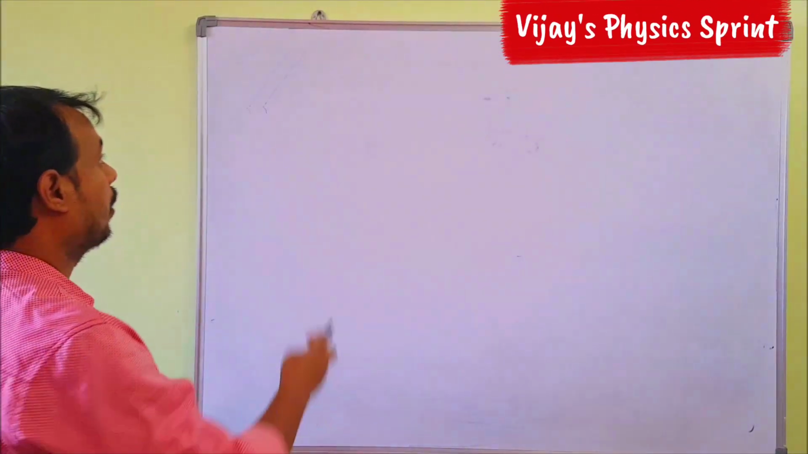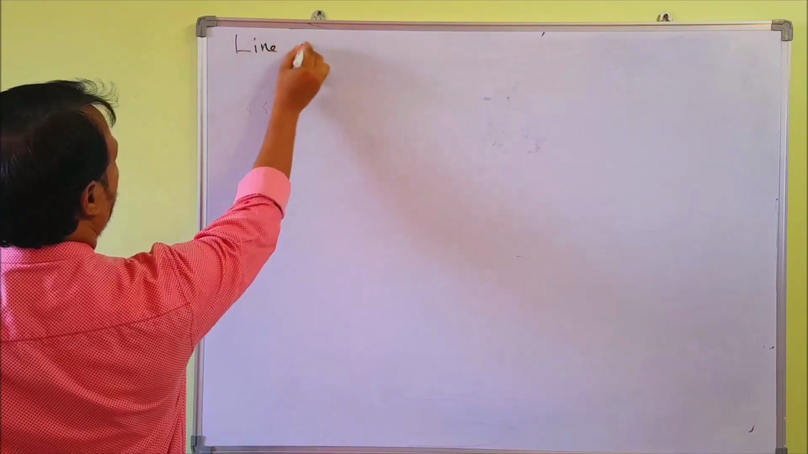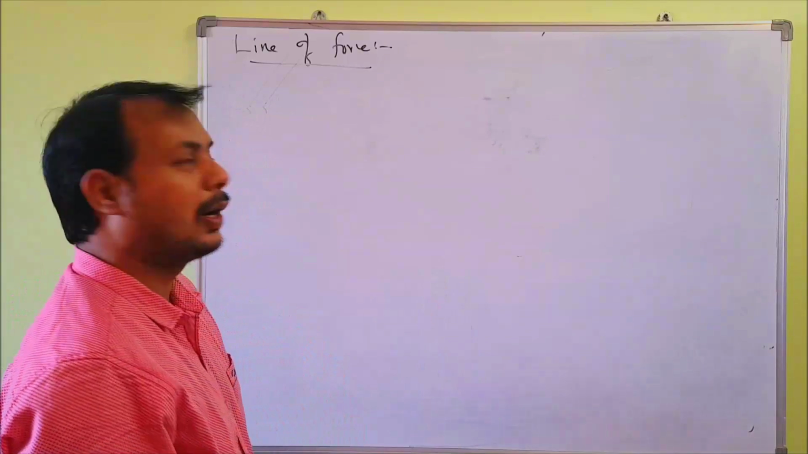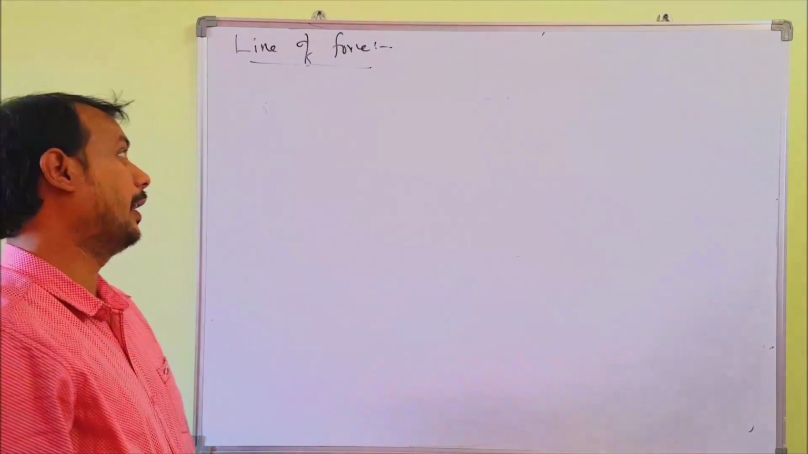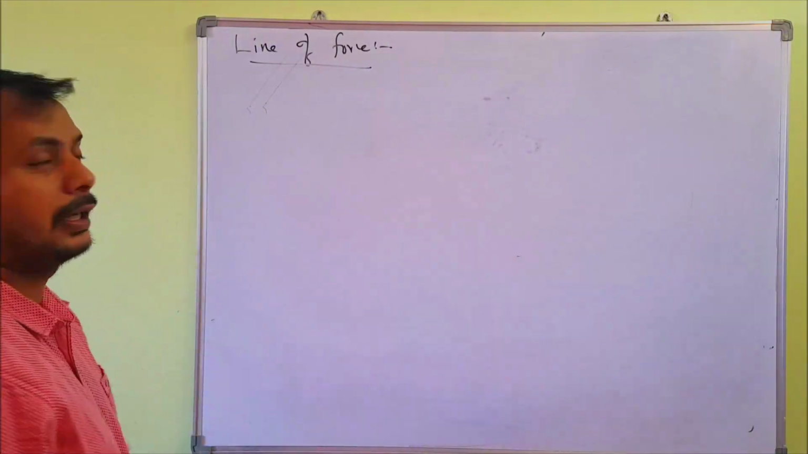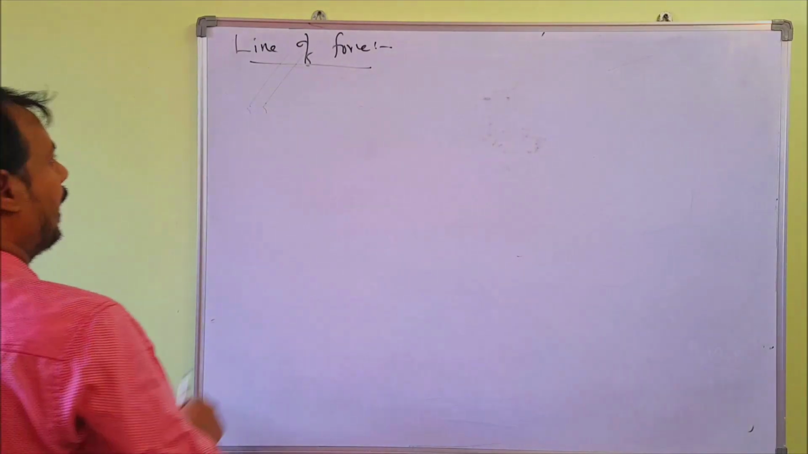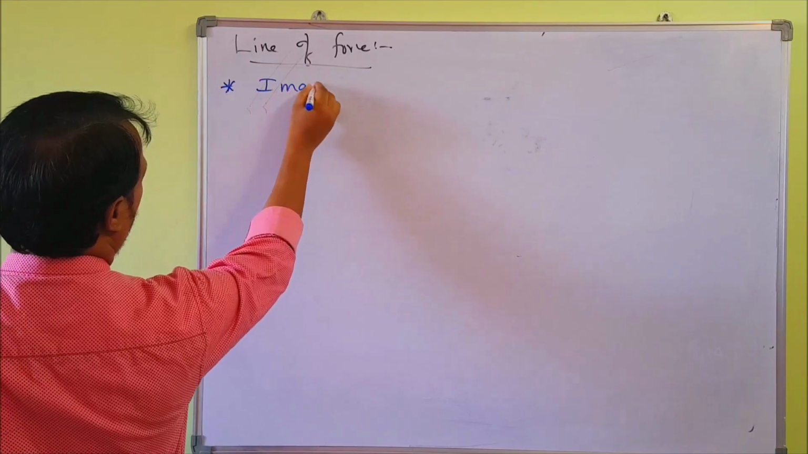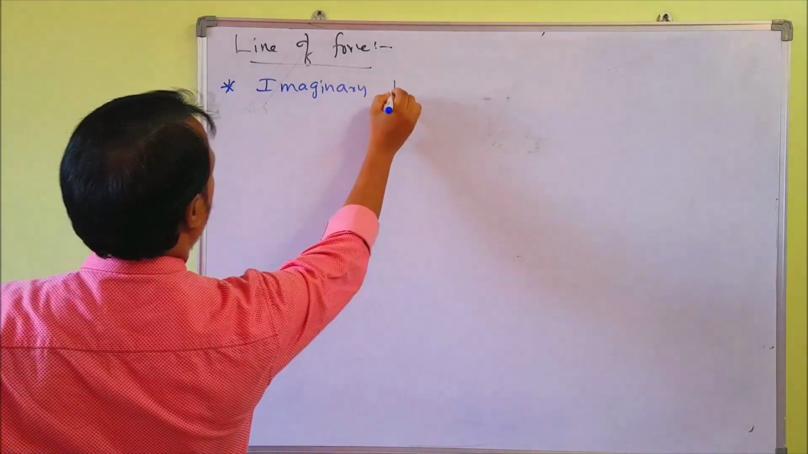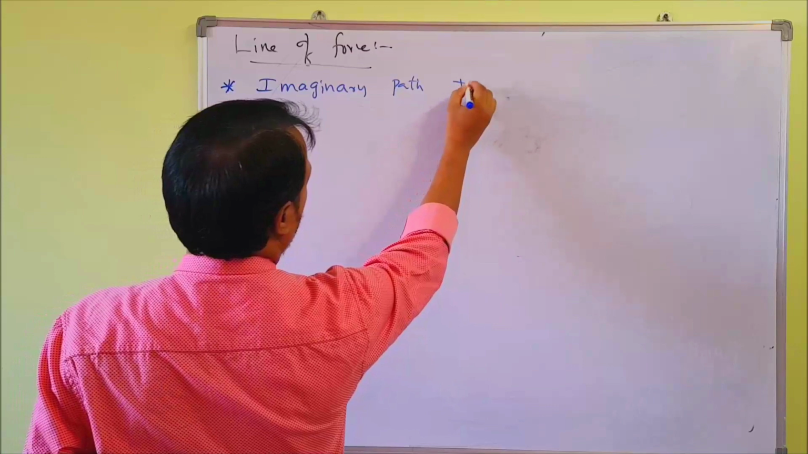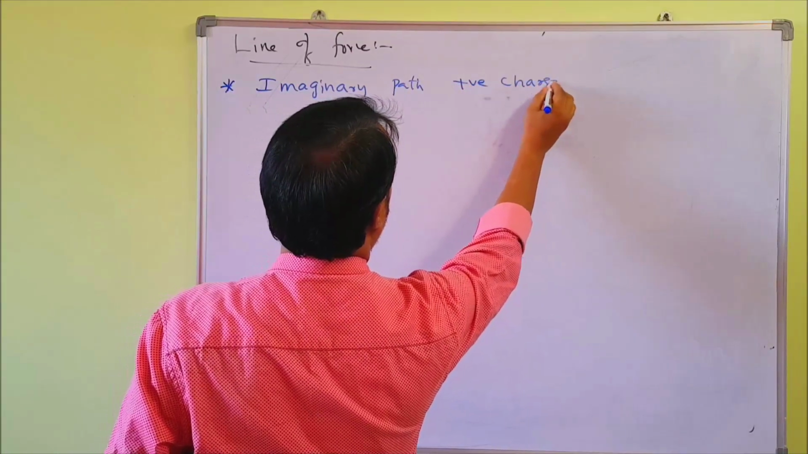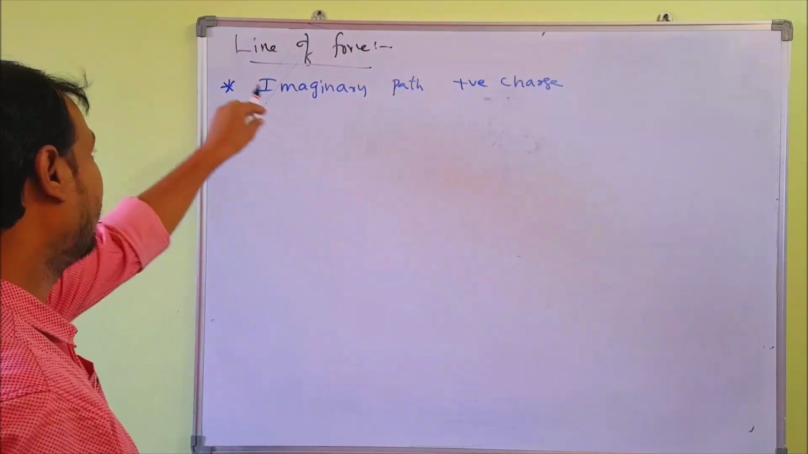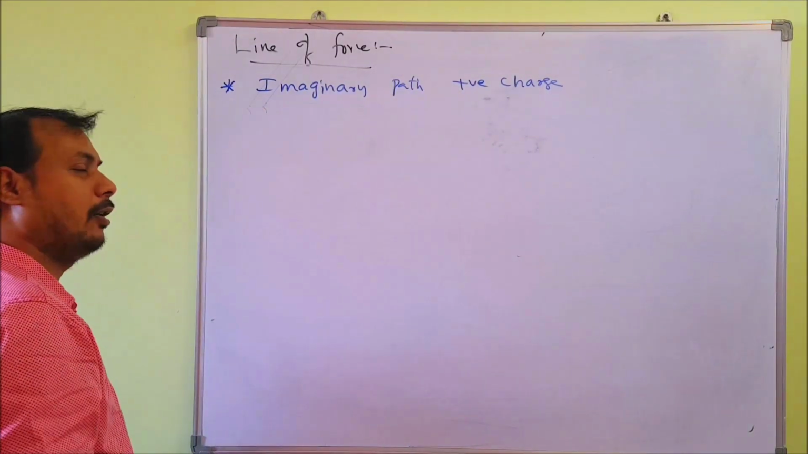Today we'll discuss line of force, electric line of force. Last class I covered Coulomb's inverse square law in electrostatics. Now it is a continuation, electric line of force. So what do you mean by the electric line of force? Electric line of force is nothing but the imaginary path of a unit positive charge. How the positive charge will move, the direction indicated by that imaginary path, that path is called the line of force, electric line of force.